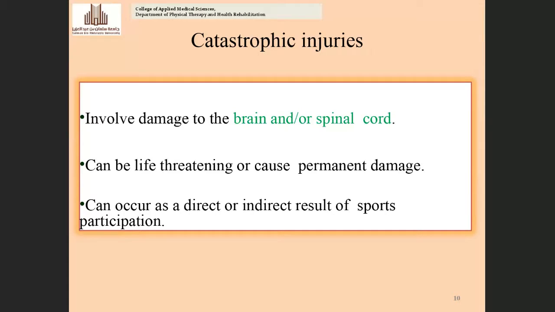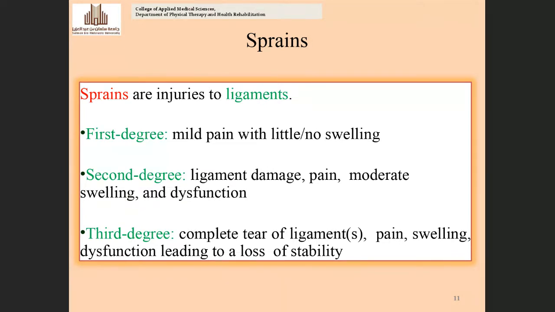It involves damage to the brain or the spinal cord, and can be life-threatening or cause permanent damage. What does it mean? Life-threatening means sometimes the player may die, or sometimes they may have permanent damage, meaning they may have paralysis. They become handicapped, like paraplegia, depending upon the site of involvement in the brain or spinal cord. Sometimes there is loss of limbs, or paralysis of the limbs. These catastrophic injuries can occur as a direct or indirect result of participation in any type of sports activity. Catastrophic means very dangerous.